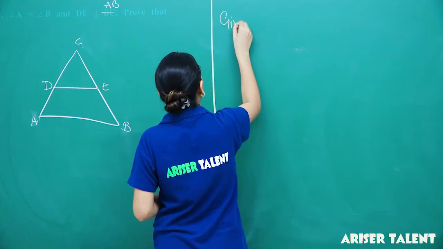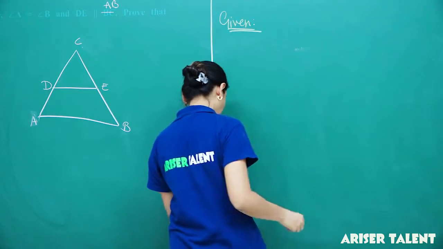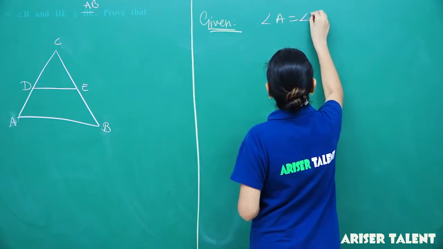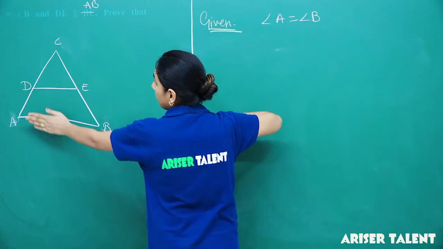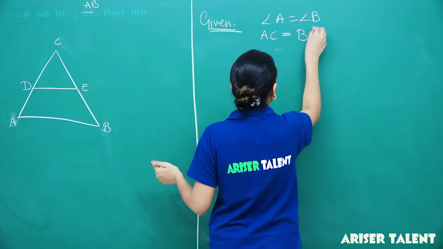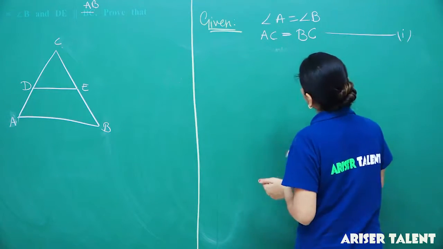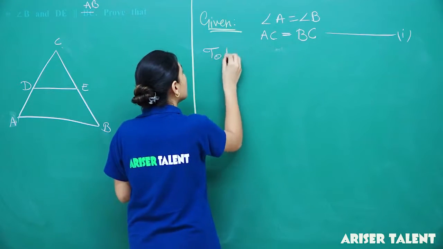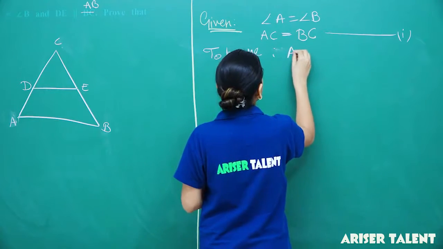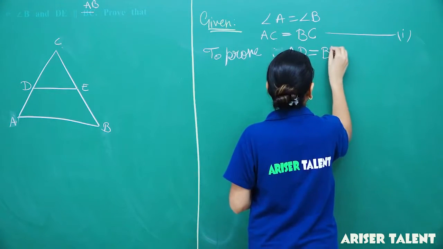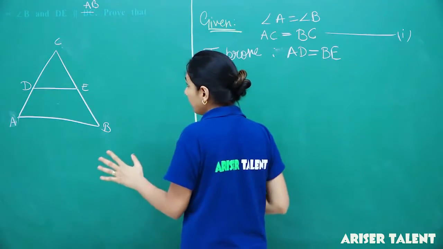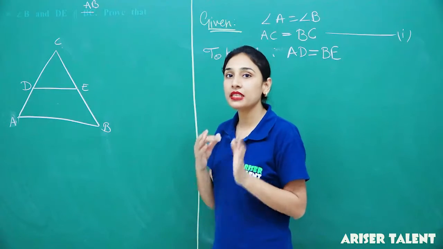We have given angle A equals angle B, which means we are having AC equals BC, this is one. Then we have to prove that AD equals BE. So now students, what we will do, we will apply our Thales theorem, that is the basic proportionality theorem.